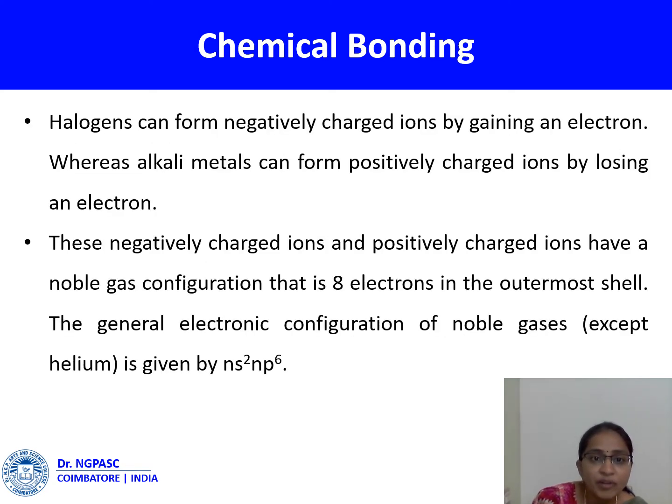Halogens can form negatively charged ions by gaining an electron, whereas alkali metals can form positively charged ions by losing an electron. The negatively charged ions and positively charged ions have a noble gas configuration, that is 8 electrons in the outermost shell. The general electronic configuration of noble gases is ns2 np6.